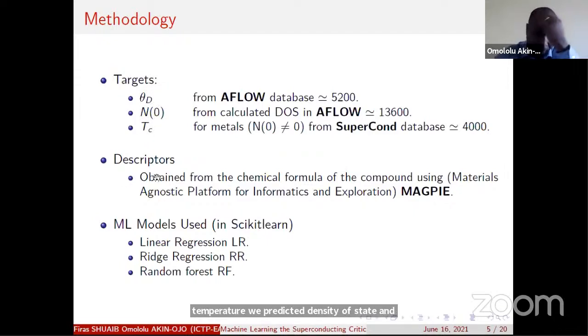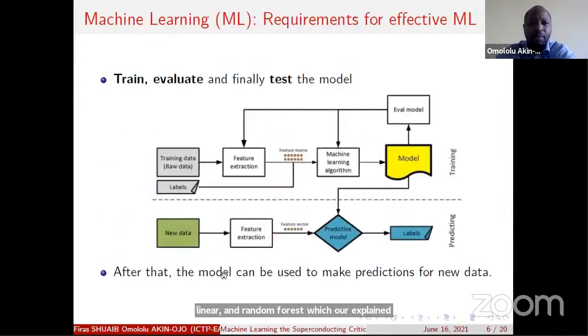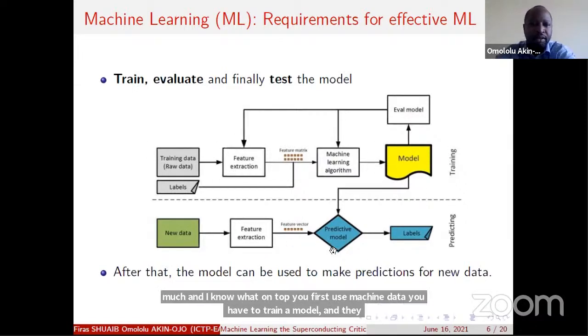And we are going to use certain descriptors that we get from MagPy that has been presented before. We use scikit-learn to do the machine learning. I'll show you results from linear regression, ridge regression, and random forest, which I'll explain a little bit more. This is a slide just to show you how machine learning works. On top, you first use the data you have to train a model, and then you use the model to make predictions.